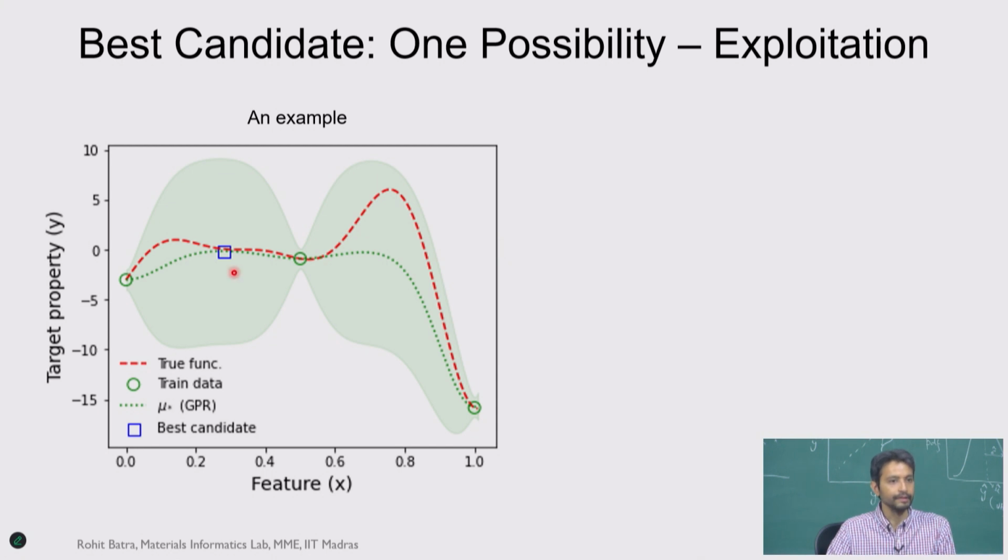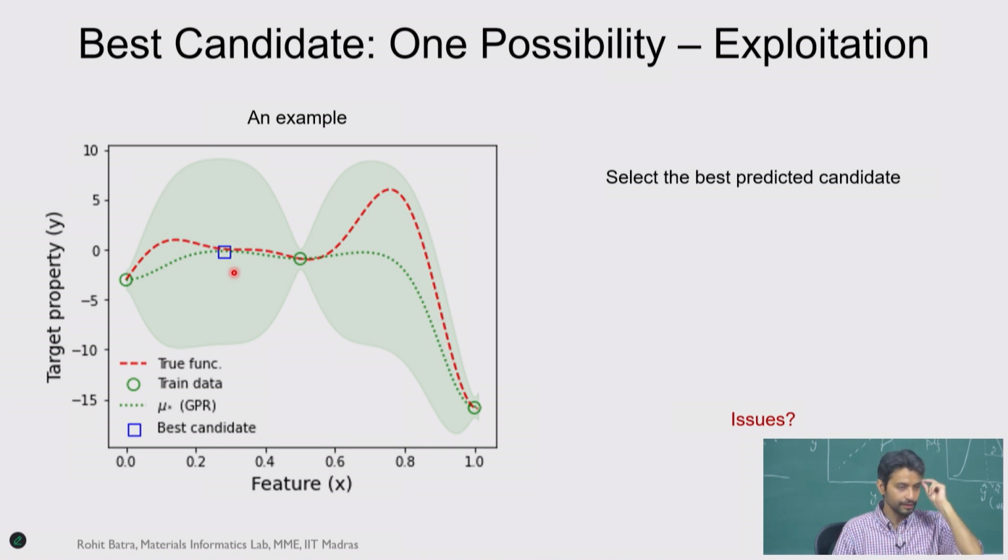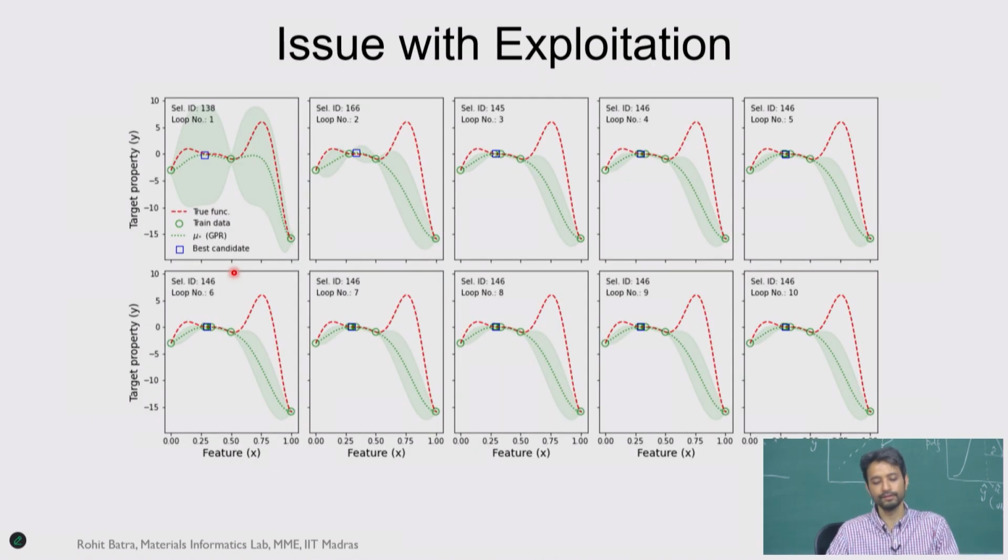Is that a fair approach? I selected that candidate which has the highest hardness, right? Which has the highest property. That's what I have done. Is that fair? Okay, let's see what will happen. Does anyone know what issues we'll run into if we do this? Okay, let's see what happens.